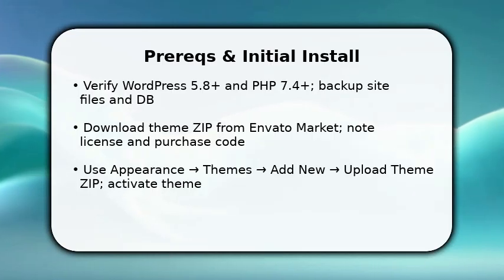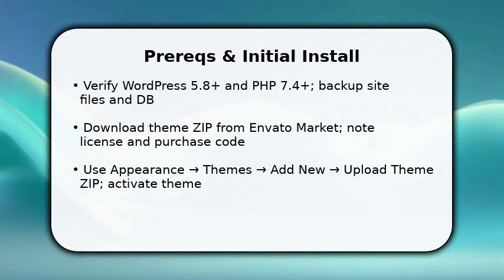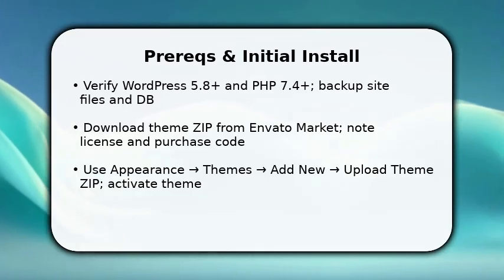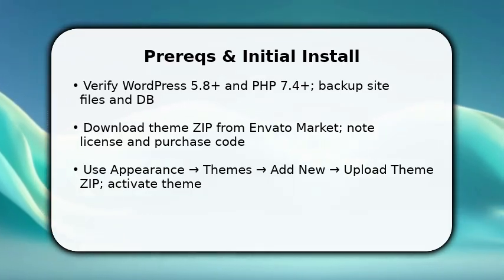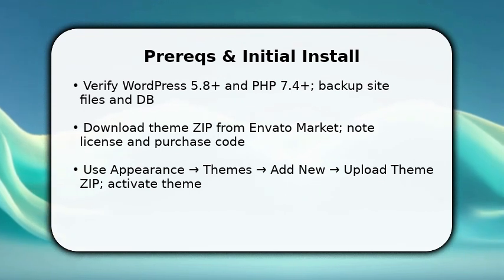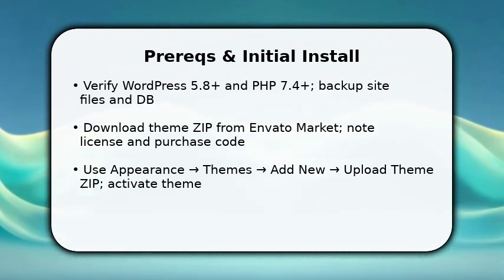Once done, you upload via Appearance > Themes > Add New > Upload Theme zip, and activate it. You do this first because activation exposes demo import and plugin prompts. That saves repetitive steps later and prevents compatibility surprises.